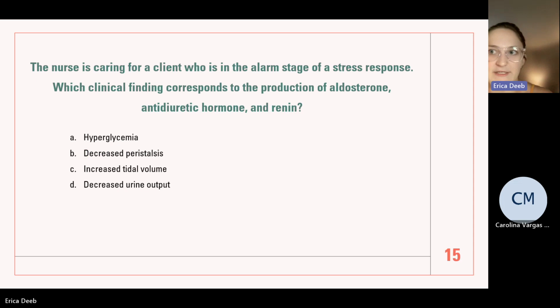So number 15, the nurse is caring for a client who is in the alarm stage of a stress response. Which clinical finding corresponds to the production of aldosterone, antidiuretic hormone, and renin? A, hyperglycemia, B, decreased peristalsis, C, increased tidal volume, and D, decreased urine output.